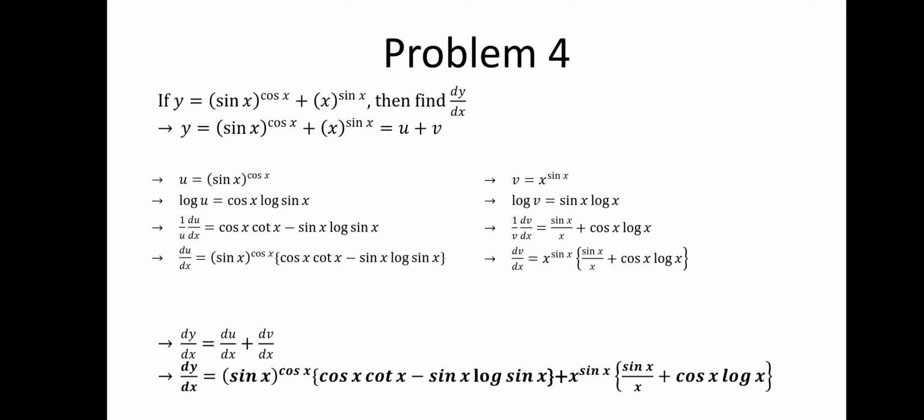So you can see how big the answer looks, but actually if you take it part by part, then definitely they are not that complex. I hope this is clear. Then let us move to problem number 5, the last one.